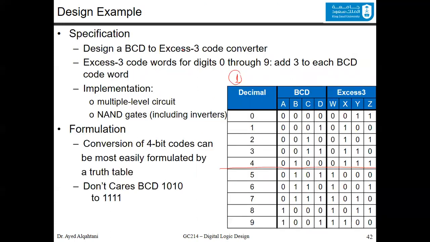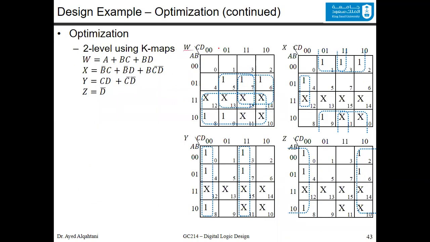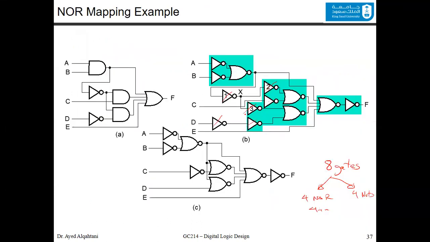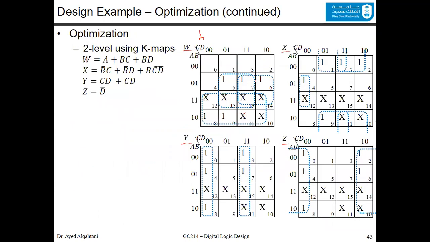Now, after that, you will go to the optimization stage, and you could say that I have 4 outputs, W, X, Y, and Z, and for each one of these outputs, we will have its own K-map: W, X, Y, and Z. For example, if we consider the W, you will go back to the truth table, and you will find that the W is 0, 0, 0, 0, and then 0, 1, 1, 1.